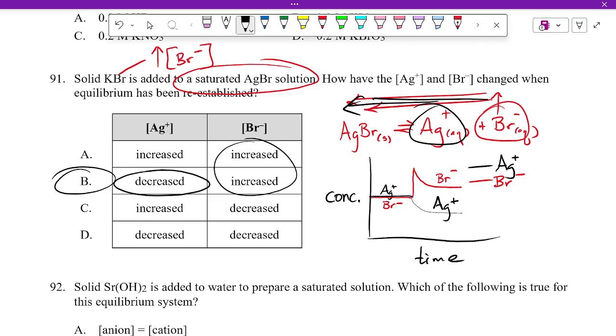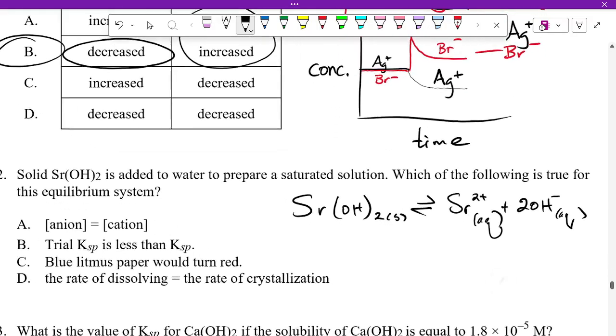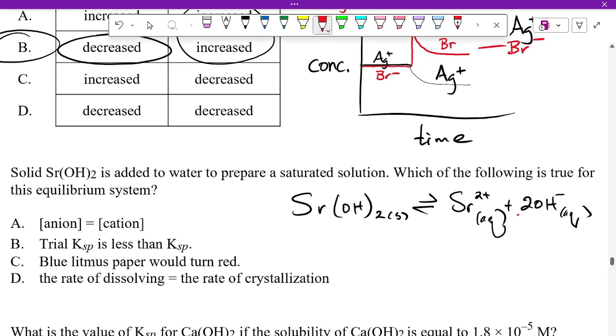Next is 92. Solid strontium hydroxide is added to water. Which of the following is true for this equilibrium system? Does the concentration of the anion equal the concentration of the cation? No, because this has a 2.